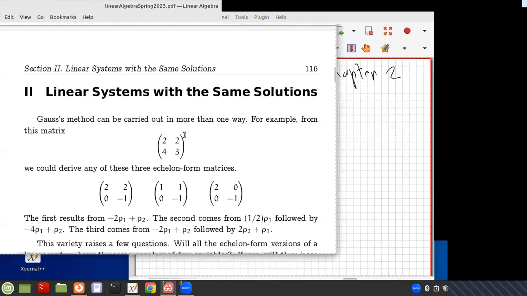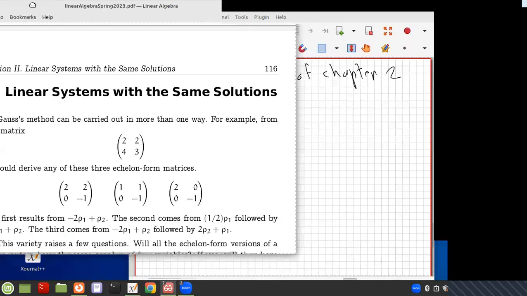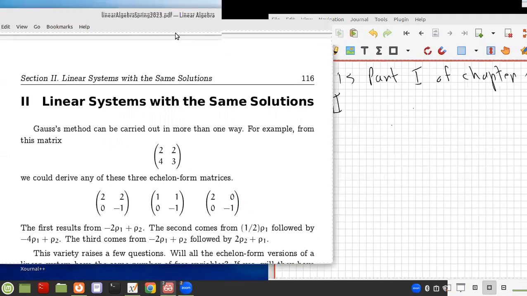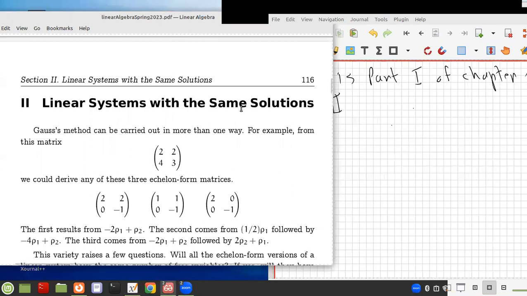There's a little bit different point of view with the second part here. In part 2, the focus is again on a pattern rather than a procedure. The focus is looking at linear systems with the same solutions. The idea is this.